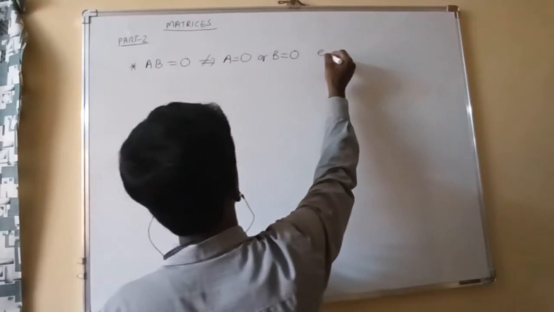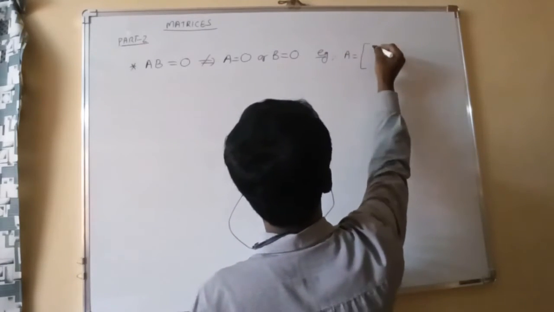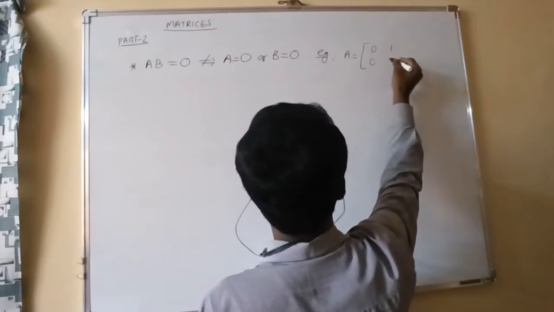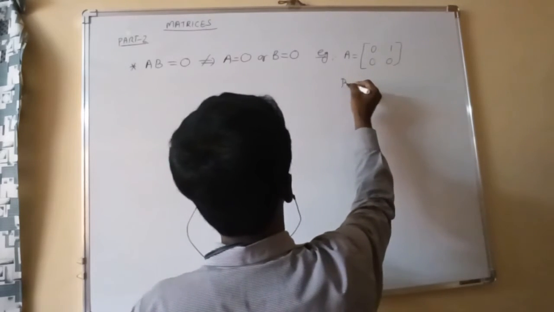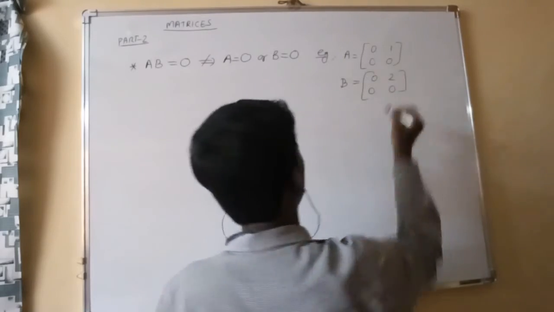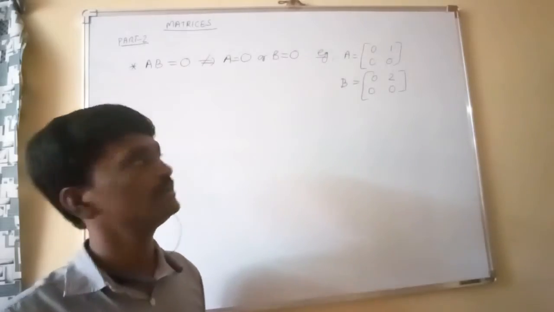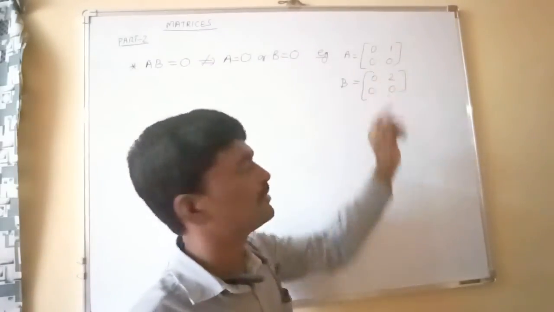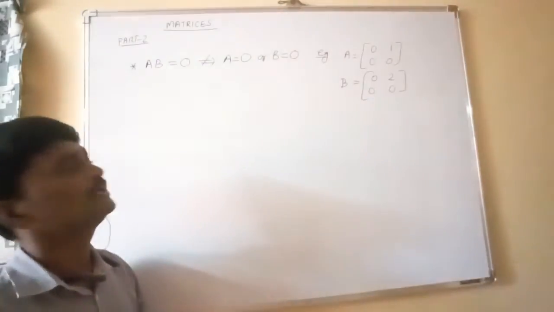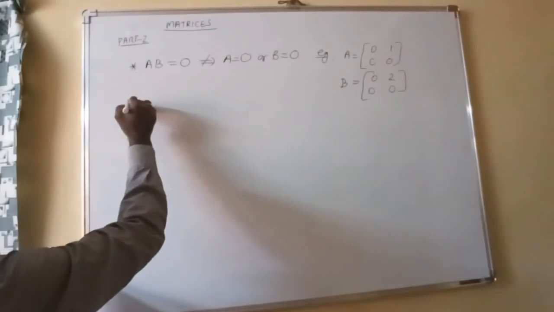For this, the counter example is: you take the matrix A is [0, 1; 0, 0], and capital B is equal to [0, 2; 0, 0]. So like this we can give many examples. I have taken one of the possibilities. If you find the A into B matrix, you will get a null matrix, but none of the matrices is a 0 matrix.